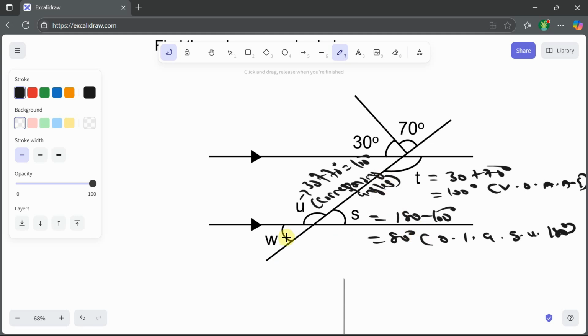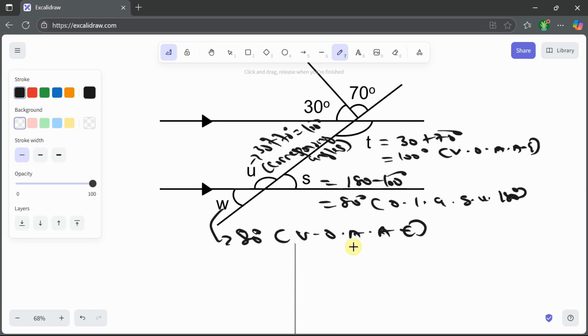Now, my W is 80 degrees. Can anybody tell me why it's 80 degrees? Great. Because it is a vertically opposite angle with S, and S is 80 degrees. Vertically opposite angles are equal. That's basically it. Once you know the rules, they become child's play. So our S is 80 degrees, our T is 100 degrees, our U is 100 degrees, our W is 80 degrees. Let's see if we're correct.